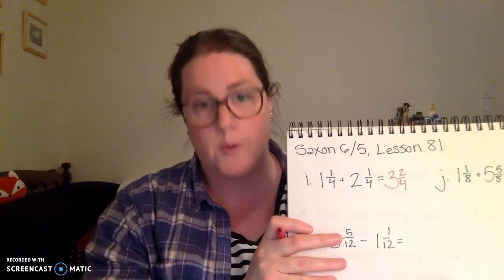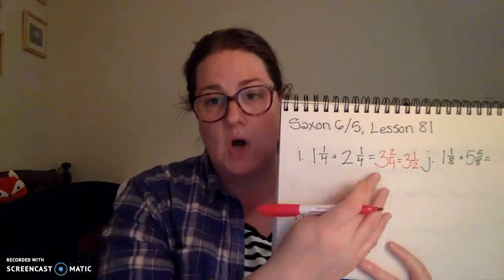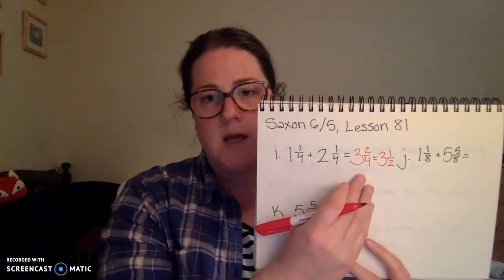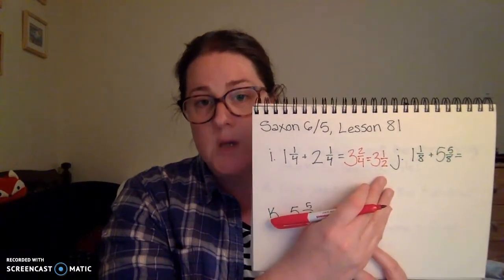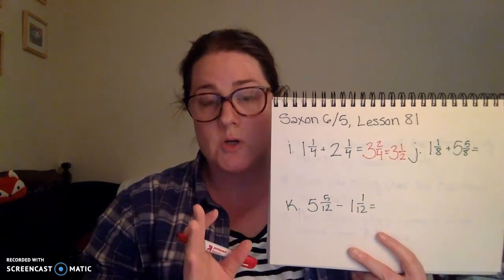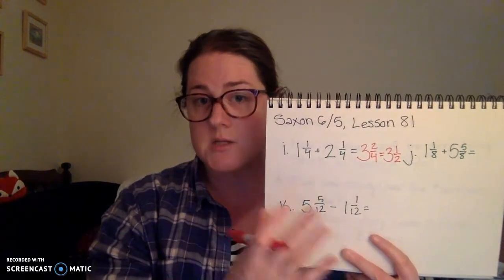But I want to reduce my fraction to the lowest terms possible. 2 and 4 are both divisible by 2. So I'm going to get 3 and 1/2. These answers are the same. Whoop, I went the wrong way. 3 and 2/4 and 3 and 1/2 are the same values. The terms are different, but the fractions are equivalent.